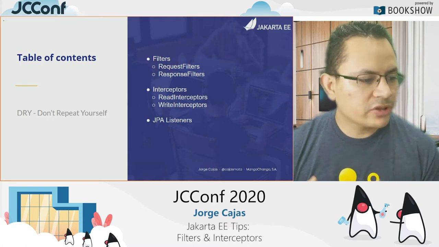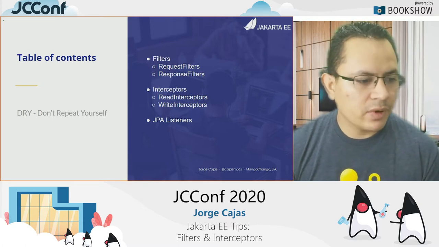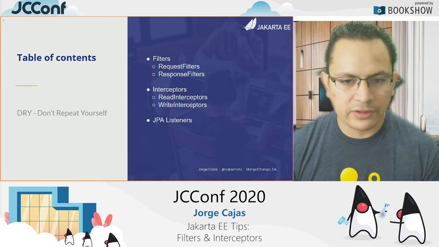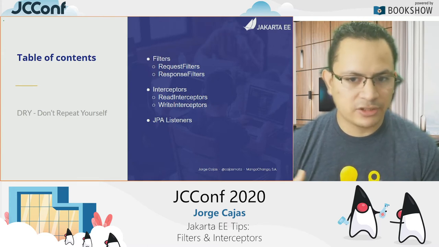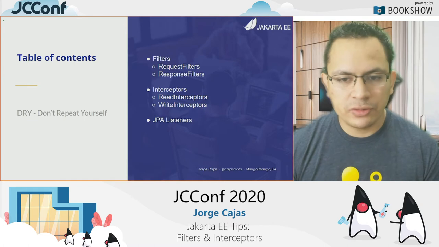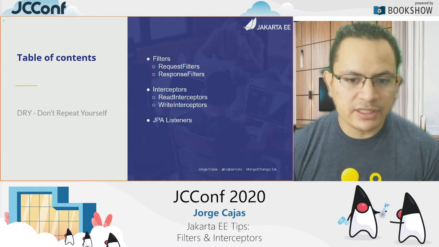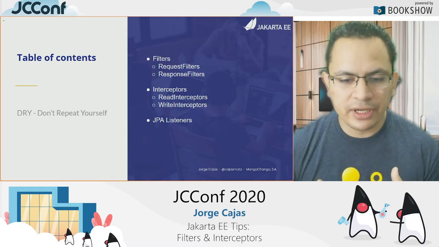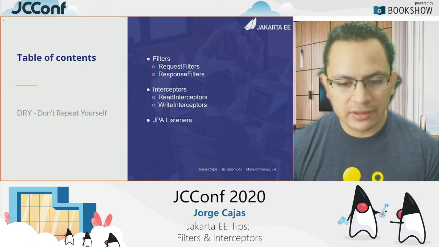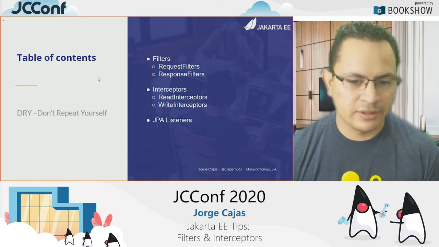Okay, so what are we going to talk about today? We're going to talk about filters, of which there are two types, and interceptors, which also have two types. I'm also going to talk about JPA listeners. We're going to see the theory a little bit quickly so we can get to the demo, because in the demo you are going to understand well how this works.